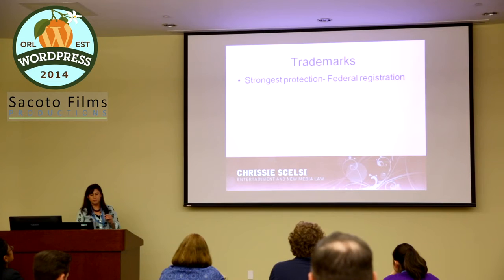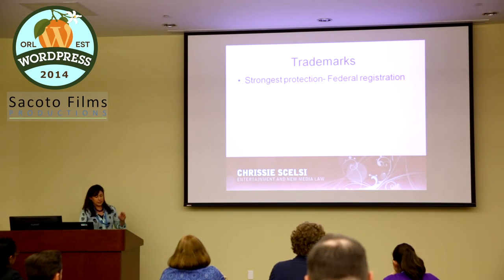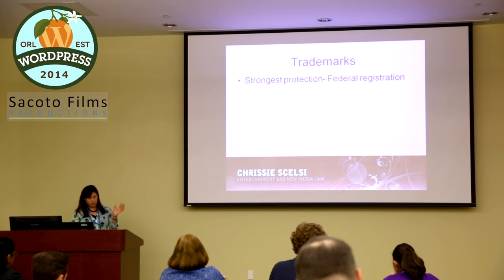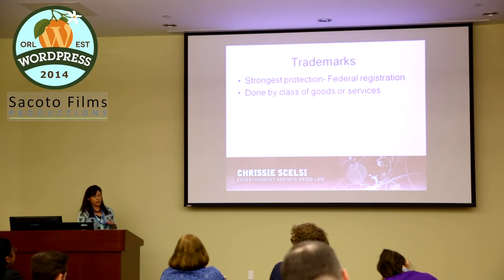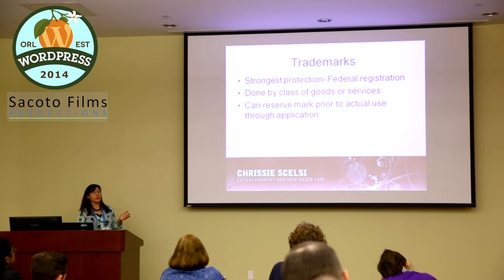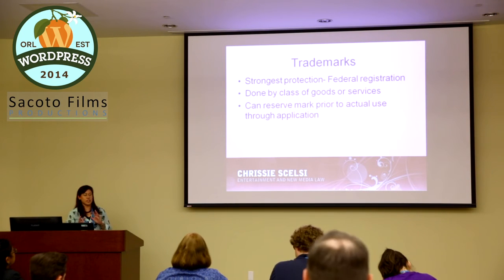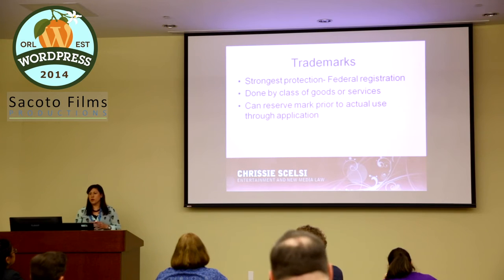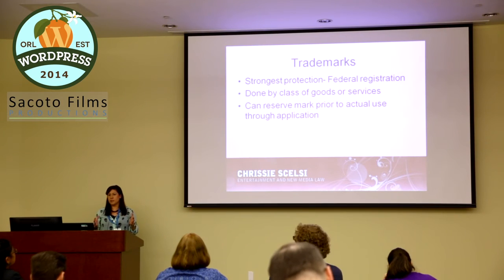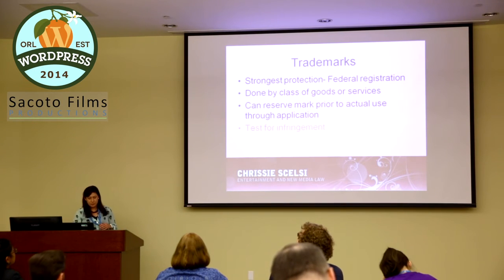So, like I said, the strongest protection you have is your federal registration. It's done by classes of goods and services. If you can reserve a mark, if you're in startup mode, you're about to launch a product or a site or service and you haven't had a chance to actually start using the mark, you can register like six months in advance. You can do an intent to use application.